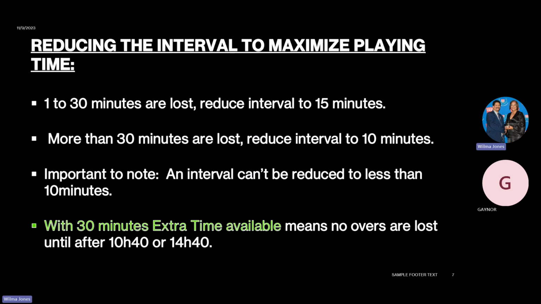So how do we reduce the interval to maximize playing time? If 1 to 30 minutes are lost, we can reduce the interval to 15 minutes. When more than 30 minutes are lost, we can reduce the interval to 10 minutes. Important to note, though, is that the interval cannot be reduced to less than 10 minutes. With the 30 minutes extra time available, this means that no overs are lost until after 10:40, or 14:40 for the afternoon session.